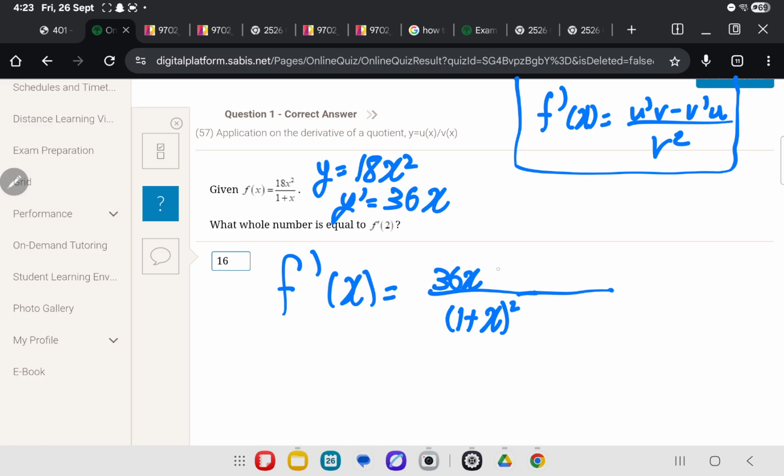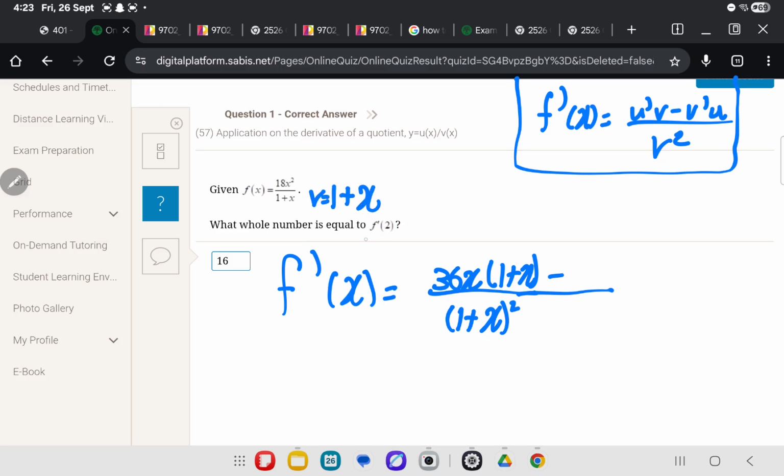Now we have the v, right? We finished u prime, we have v. Now to do v alone is just 1 plus x. We don't need to do anything. Now minus v prime. V is equal to 1 plus x.